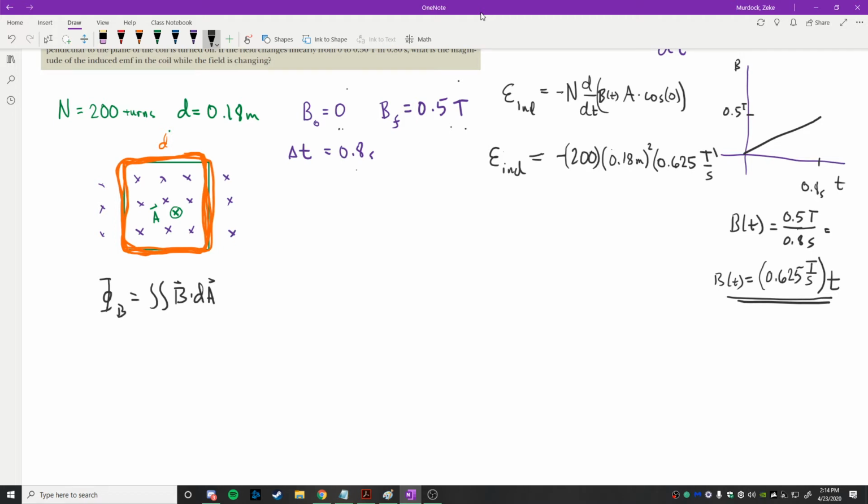Tesla over seconds. And what we're left with then is whatever this calculates out to be. Let me get my calculator. You guys can calculate it too.